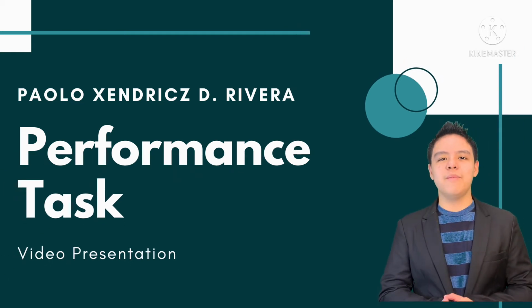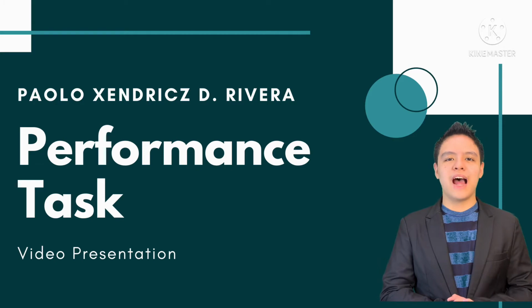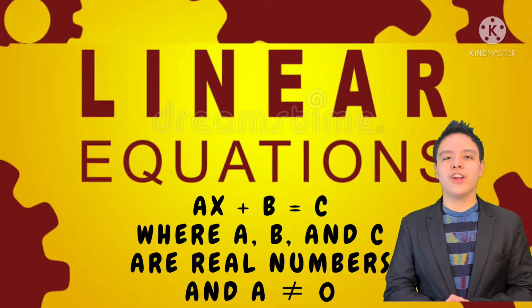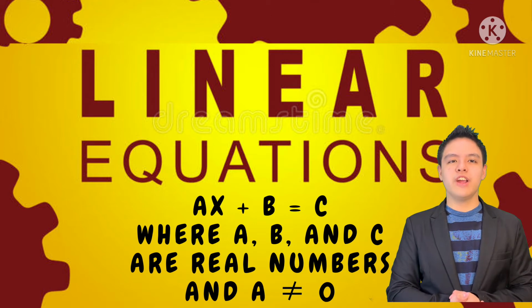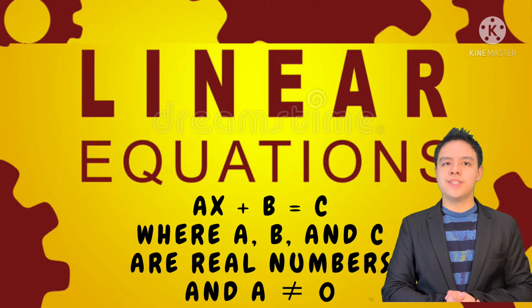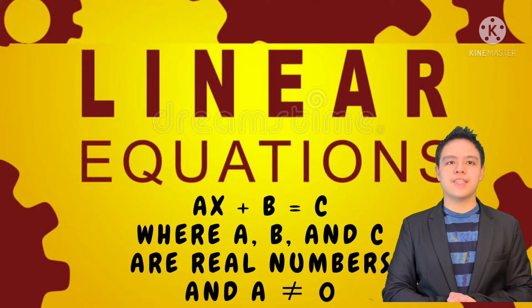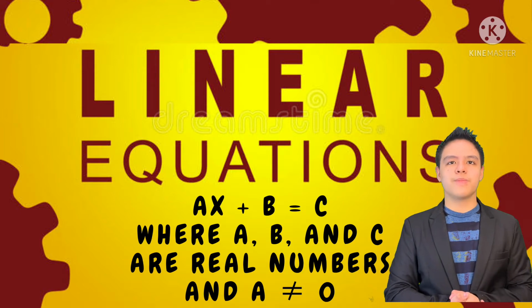From 7 Archimedes, and I will discuss about algebra, particularly linear equations. A linear equation in one variable can be written in the form ax plus b is equal to c, where a, b, and c are real numbers, and a is not equal to 0.